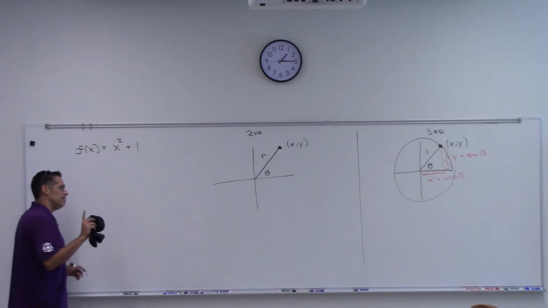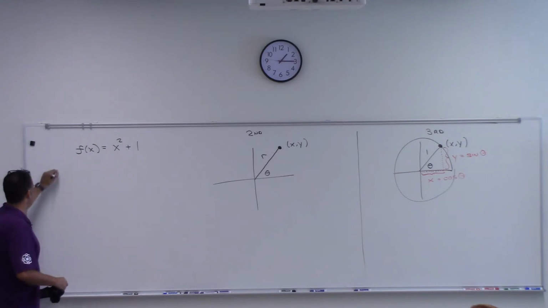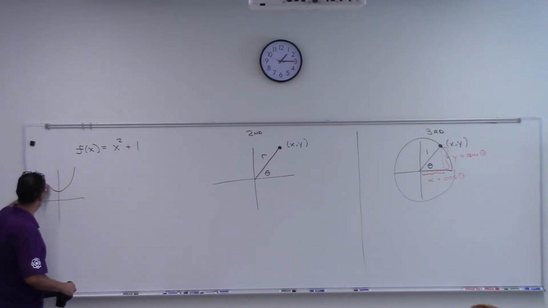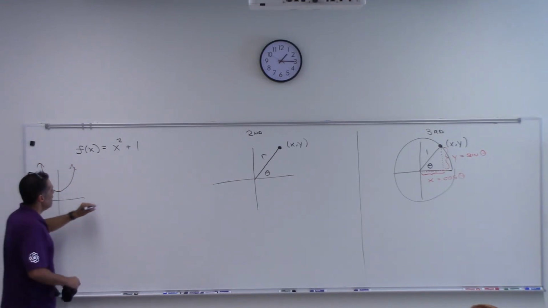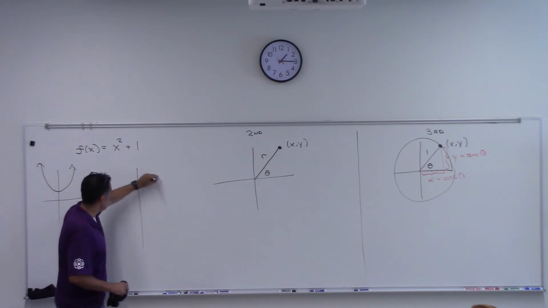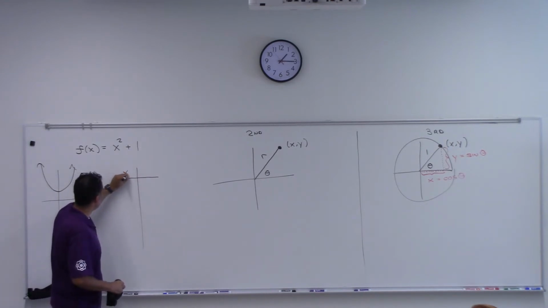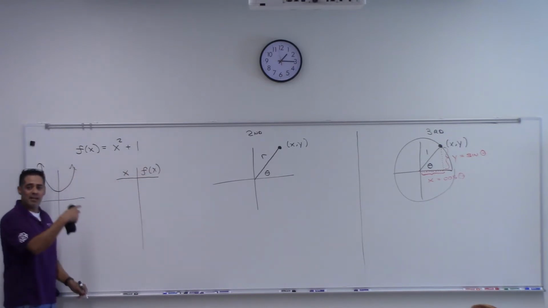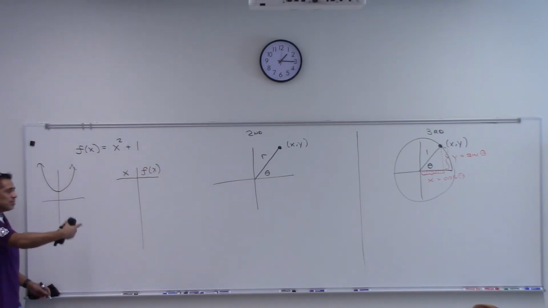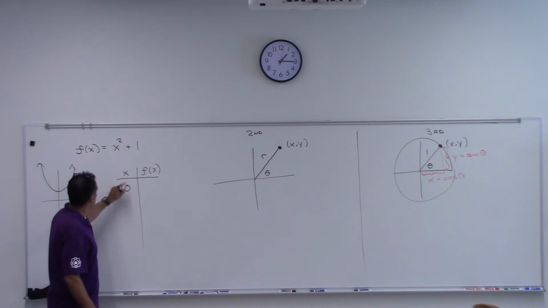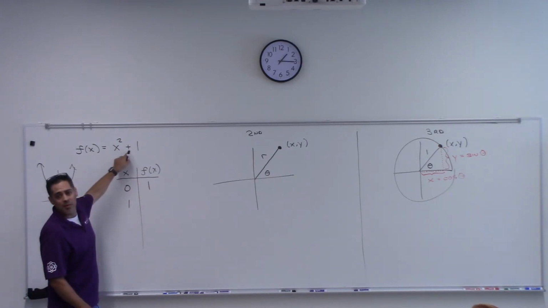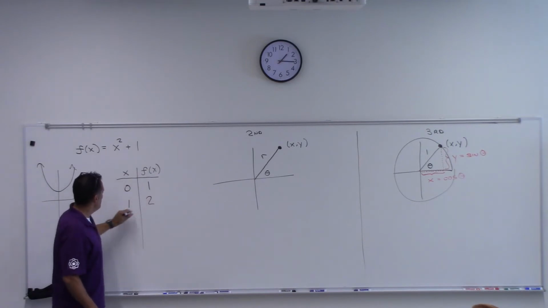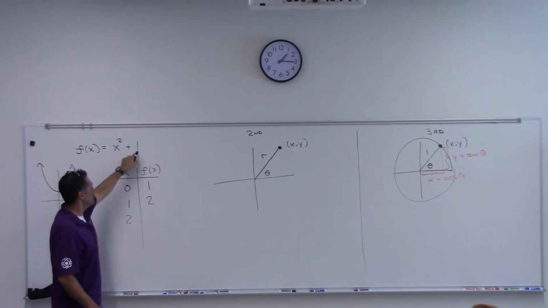But on top of there being a picture for this, there is a picture. This is what it would look like. On top of that, think about a t-table for this, like old school. When we have x here and the function's value here, we can plug in values of x and it'll spit out outputs. So if I plug in 0, I get 1. If I plug in 1, 1 squared plus 1 is 2. If I plug in 2, 2 squared is 4 plus 1 is 5.